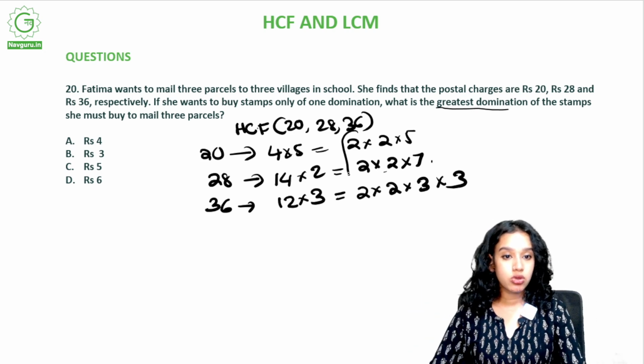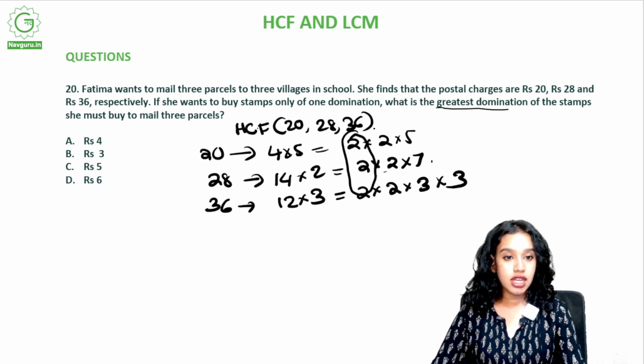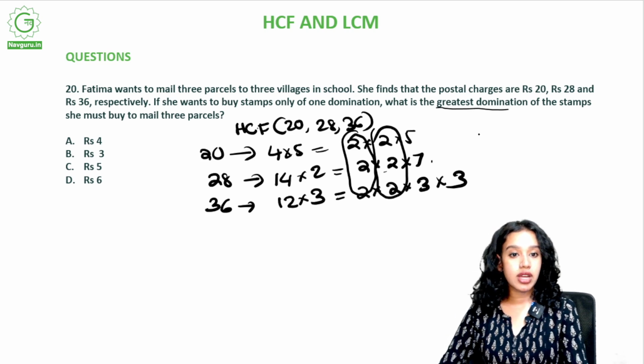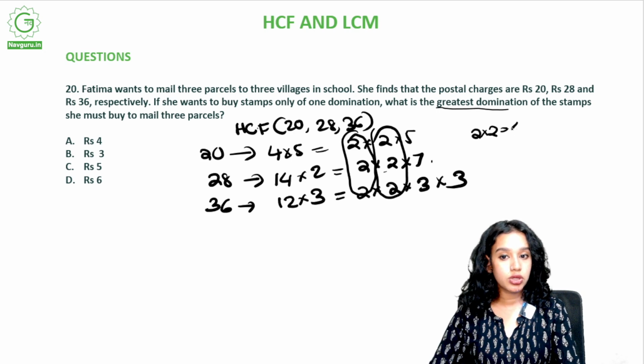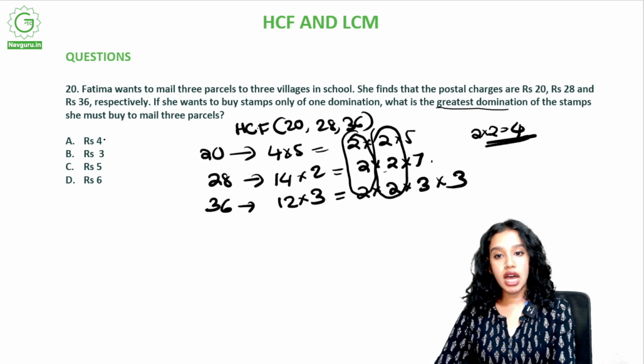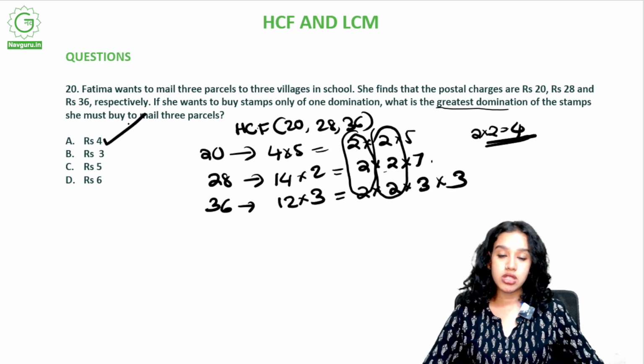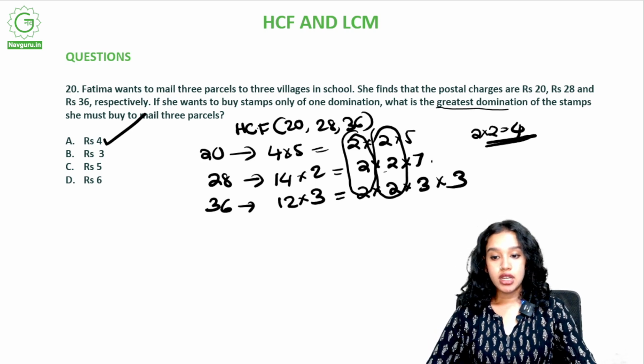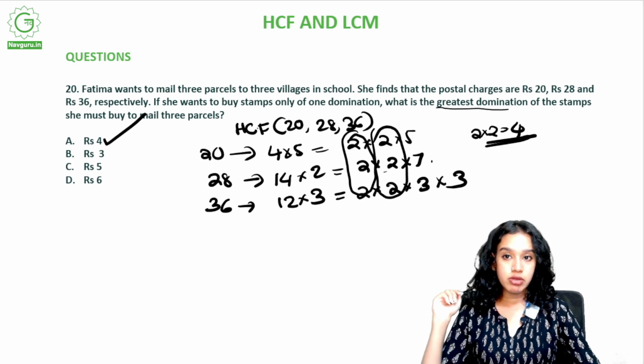So, we have 2 and 2 here. Other than that, there is no common factor. So 2 into 2 is equal to 4, and 4 is the highest common factor, and the answer for this question is rupees 4. Now, these are a few questions from the chapter HCF and LCM. I hope this is clear.